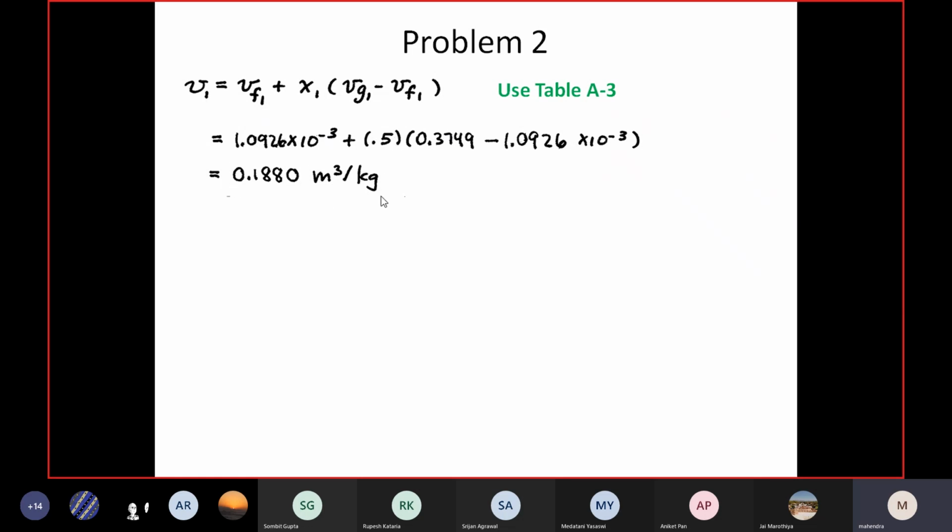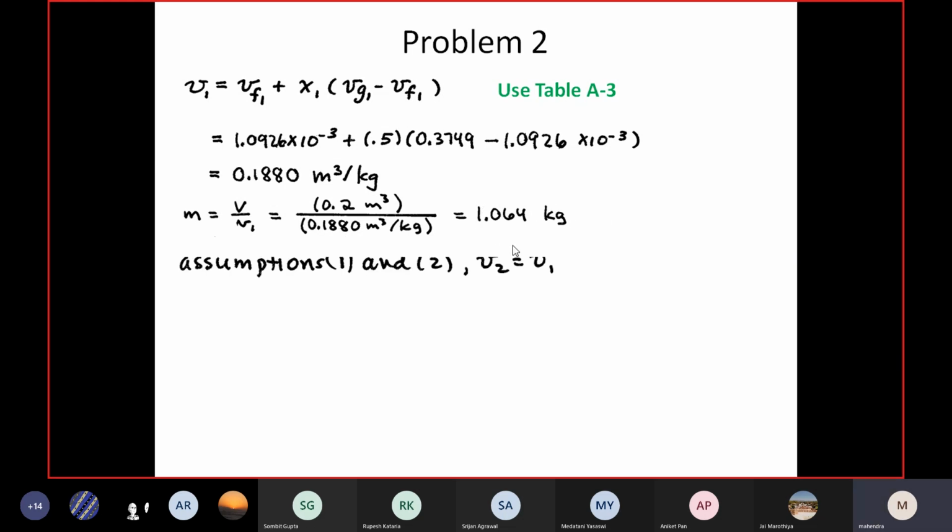That way its specific volume is 0.188 meter cube per kg. Then its mass is like this. Its volume is given and its specific volume we have calculated. Volume divided by specific volume gives you the mass. Then since that is a rigid container, the volume would not be changing, so both the volumes are the same.